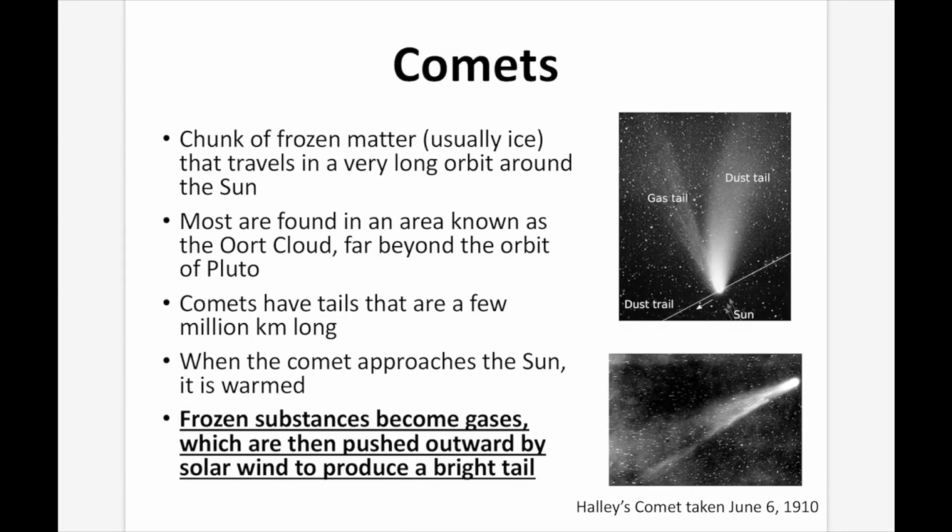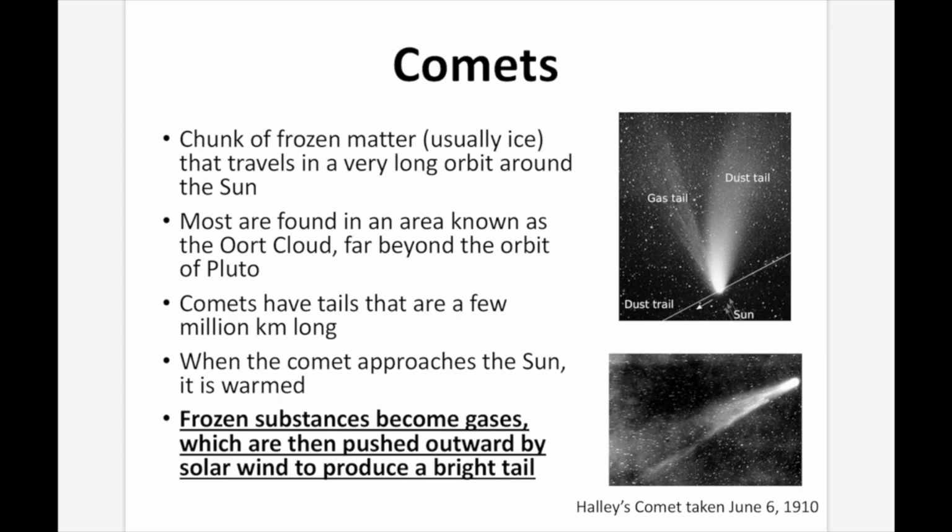Now, the last type of object we're going to talk about are comets. Comets are chunks of frozen matter, usually ice, that travel in a very long orbit around the sun. Most are found in an area known as the Oort cloud, which is far beyond the orbit of Pluto. Comets have tails, which are a few million kilometers long. When the comet approaches the sun, it's warmed. The frozen substances become gases, which are then pushed outwards by solar winds to produce the bright tail.